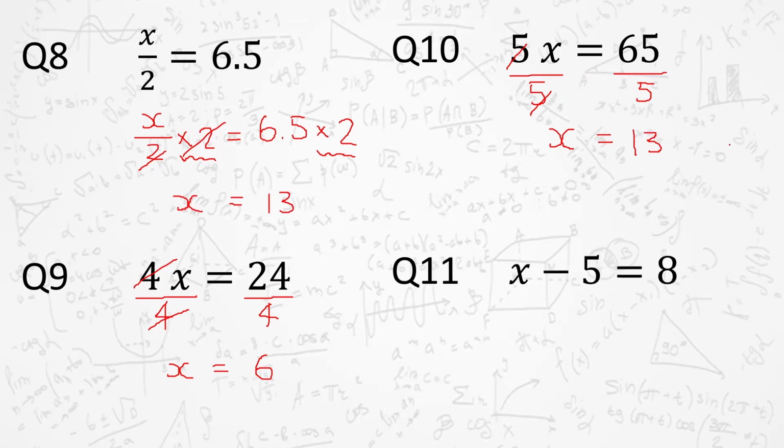Question 11. x minus 5 equals 8. So this is a minus 5. To get x on its own, we need to do the opposite. So plus 5 on both sides. Positive 5 and negative 5 cancel out. So on the left-hand side we have just x. On the right-hand side, 8 plus 5 is 13. So x equals 13.